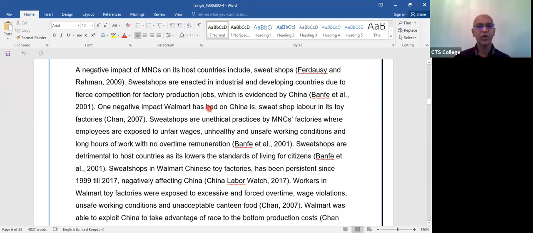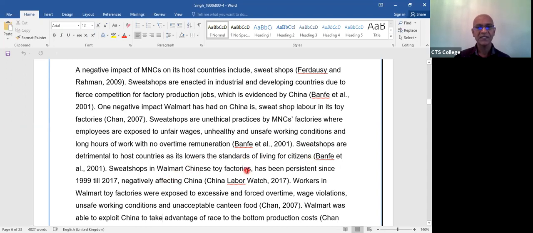One negative impact Walmart has had on China is sweatshop labor in the toy factories. Again, kind of old. Sweatshops are unethical practices by MNCs where employees are exposed to unfair wages, unhealthy and unsafe working conditions for long hours of work and no overtime remuneration. This is a nice point. It really captures why sweatshops are considered to be undesirable.